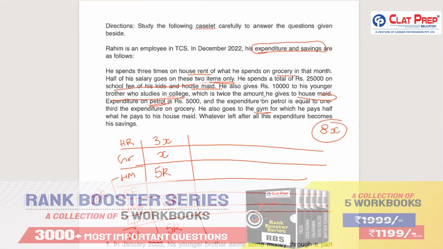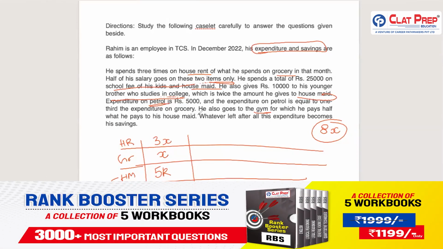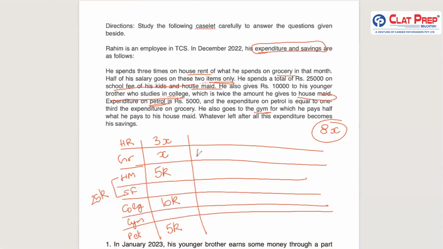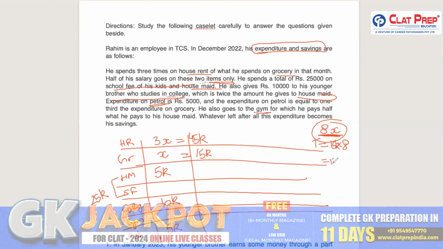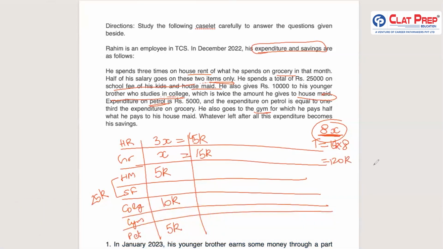Now the expenditure on petrol is 5K. And the expenditure on petrol is equal to 1/3 of the expenditure on grocery. 5K is 1/3 of grocery. तो grocery का कितना हो गया? 15K. अगर grocery 15K है तो house rent कितना हो गया? 45K. ठीक है. X 15 है. Total salary क्या थी? 8X. Total salary कितनी हो गई? 15K into 8, which is equal to 120K, which is 1,20,000.